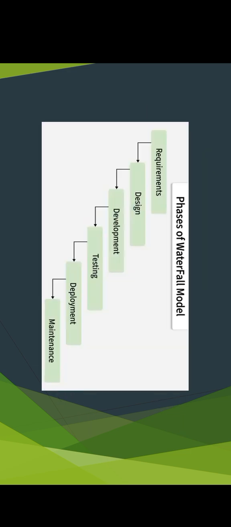Software development lifecycle models are structured frameworks that guide the planning, execution and delivery of software projects. They define the sequence of development stages such as requirements, design, coding, testing and deployment. A commonly used model is the waterfall model, a traditional SDLC model. It follows a linear and sequential approach where one phase is completed before the next phase begins. These are the phases of the waterfall model: first requirement, next design, development, testing, deployment and maintenance.